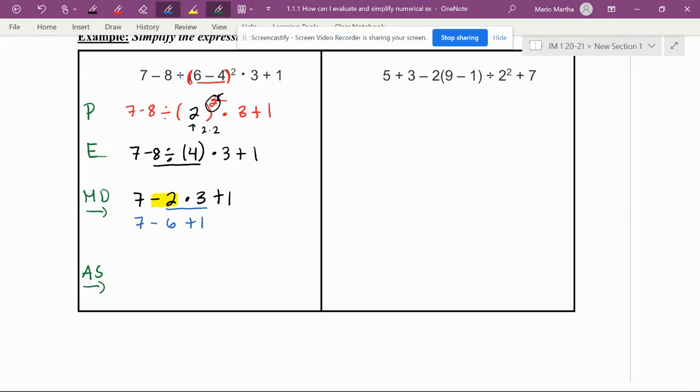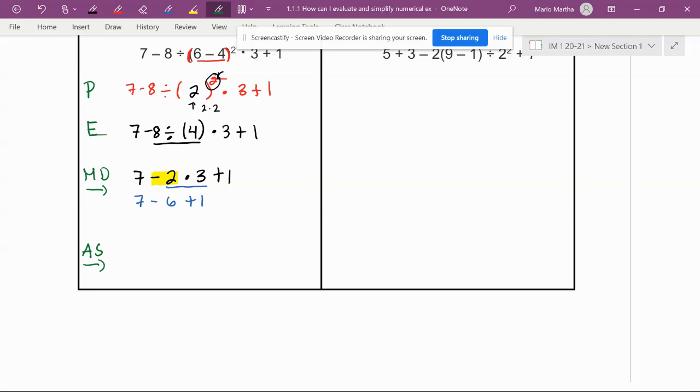So now I want to start simplifying again from left to right. So my last step, I want to check for anything that's adding or subtracting. In this case, I have the minus 6 first before the plus 1. So I'm going to subtract these two. 7 minus 6 is 1. And then we're going to add plus 1. And that's pretty much just 2. So that becomes my simplified answer.